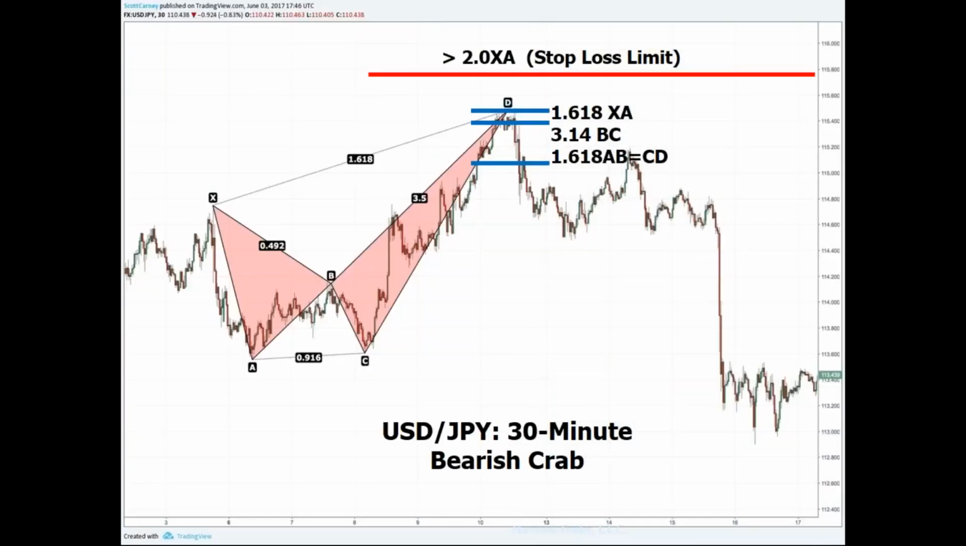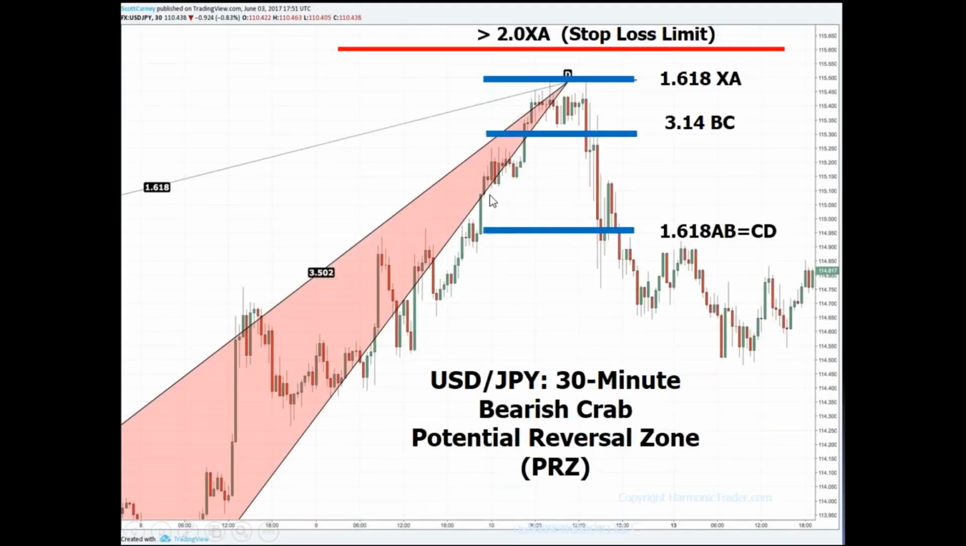Here we have dollar yen on 30-minute. Really nice setup. Beautiful W structure. Look at our B point, almost at a perfect 50%. That sets up our 1.618 XA leg. And that is complemented by our 1.618 extension here of a 3.14 BC extension there. And then again, notice the alternate 1.618 ABCD. Not nearly as relevant to the other numbers, but a minimum consideration.